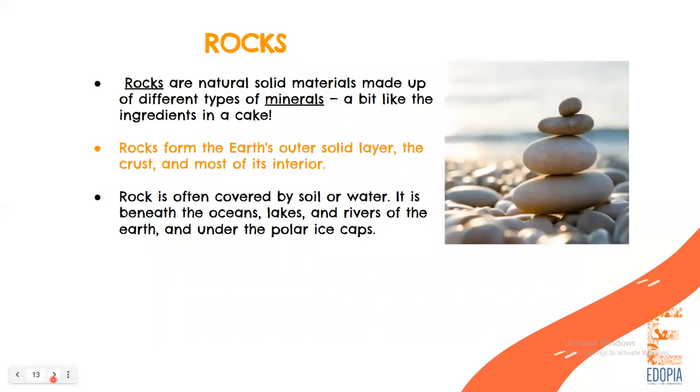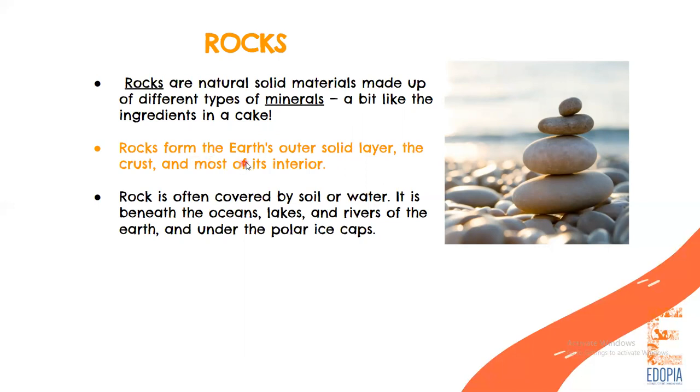Now, after seeing so many pictures and discussing in the last class as well, let's define what exactly we mean by the term rock. So rocks are natural solid materials made up of different types of minerals, a bit like the ingredients of a cake. Just like a cake is made up of so many different ingredients combined together, Allah Ta'ala has made rocks by combining a lot of minerals and even fossils, dead plants, dead animals, sand and stones. They all combine together, and different types of rocks are formed.